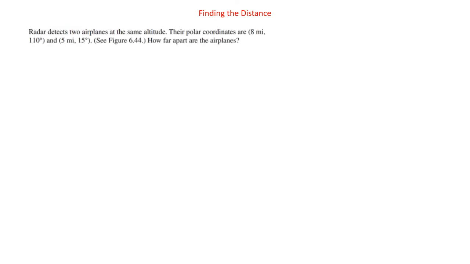So lastly, finding the distance. We're going to be finding the distance between polar coordinates. Now this is one of those fairly useful things. Why? Radar detects two airplanes at the same altitude. Their polar coordinates are 8 miles, 110 degrees, and 5 miles, 15 degrees. How far apart are the airplanes?